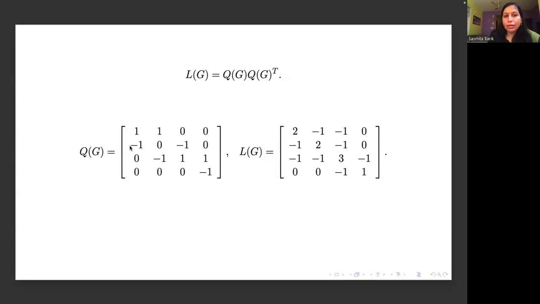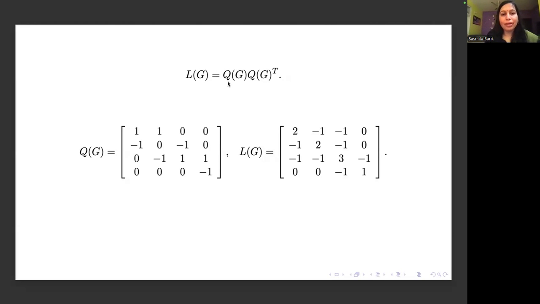So if both rows correspond to two vertices and they are adjacent, you will get 1 and the corresponding one is -1, so the inner product will give you -1. That means when they are adjacent, -1 will come. So if you take Q and Q transpose, this is nothing but the Laplacian matrix. The Laplacian matrix can be expressed in this way, using the incidence matrix.